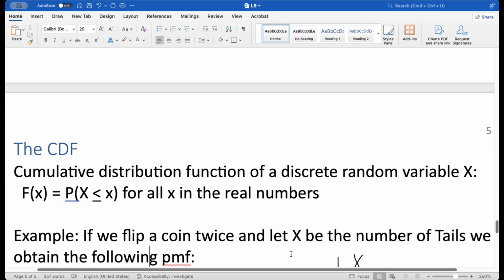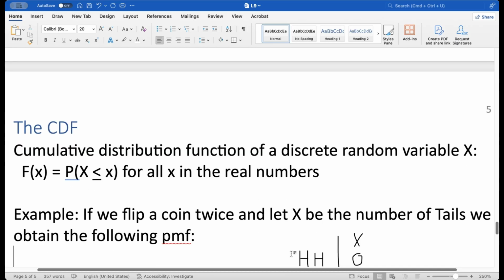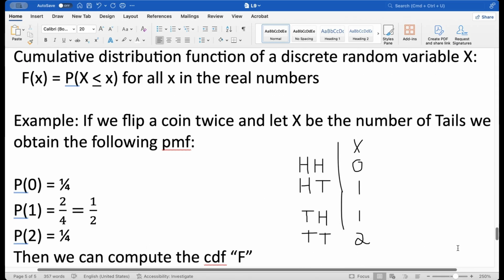If we flip a coin twice and X is the number of tails, we have the following PMF. So what are the possibilities here? We can get HH, HT, TH, TT. The outcome HH has 0 tails in it, so X would be 0 at that outcome. The outcome HT, there's 1 tail. TH is 1 tail, and TT would be 2 tails. Each of those outcomes is equally likely, 1/4 for a fair coin.